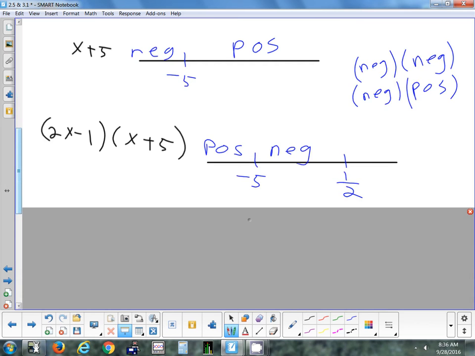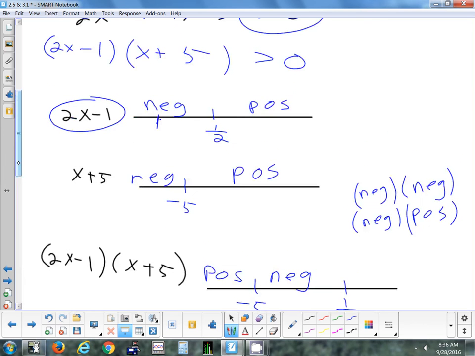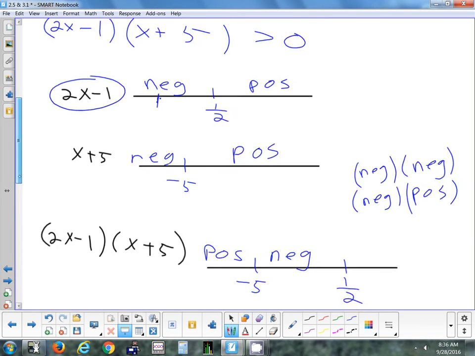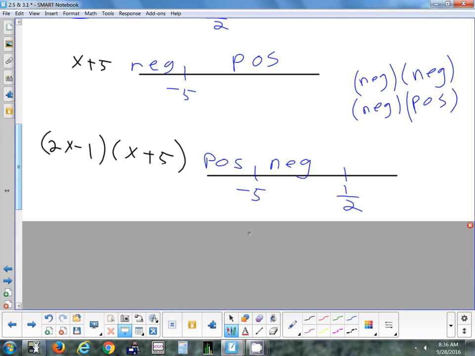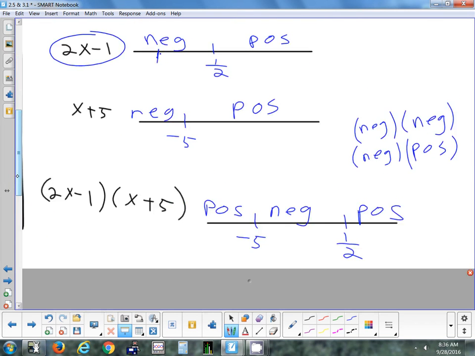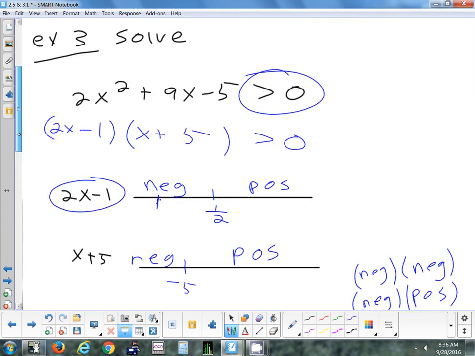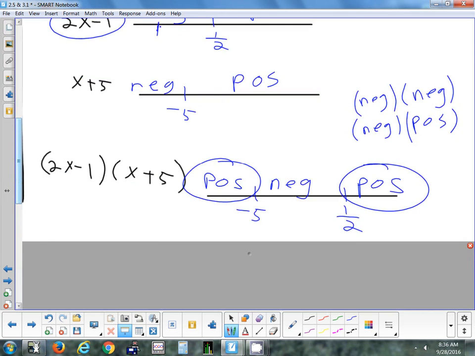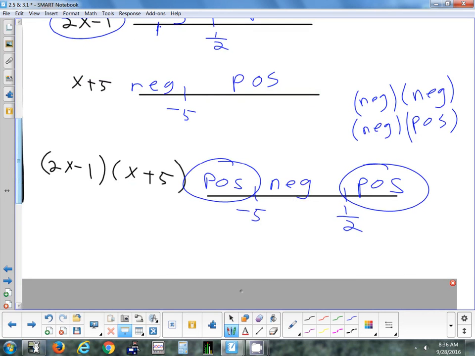In the last section, we are greater than 1/2 in both. Greater than 1/2 gives me positive. Greater than 1/2 gives me positive, and what's a positive times a positive? Positive. So now I know exactly where this thing is above 0 and where it's below 0. That's the answer I'm looking for. Where was this thing greater than 0? These two regions.